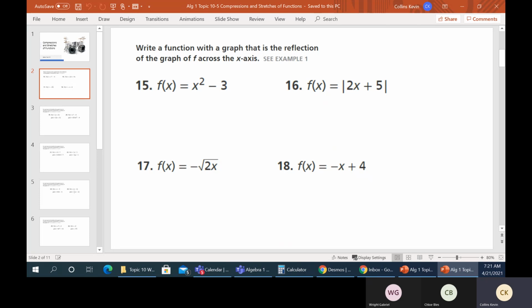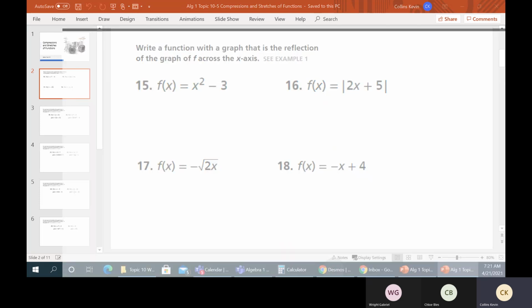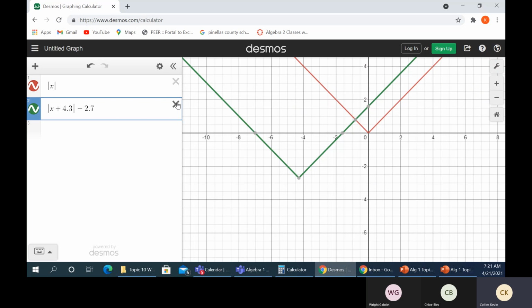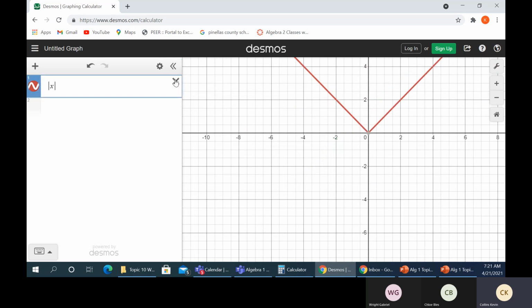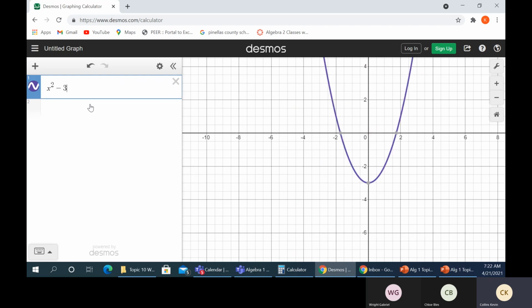Okay, so let's go ahead and get our good friend Desmos going here. And we'll talk about this one here and how you do a reflection. So let's go ahead and bring Desmos up here. All right, so you see we were doing some absolute value in one of the other classes. All right, so that was x squared minus 3, right?